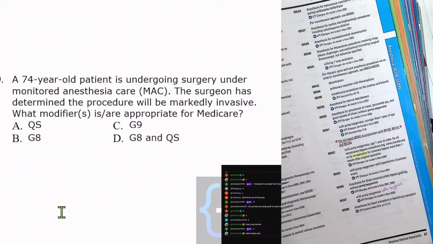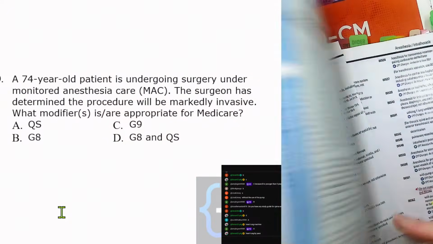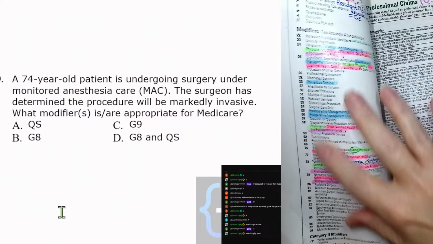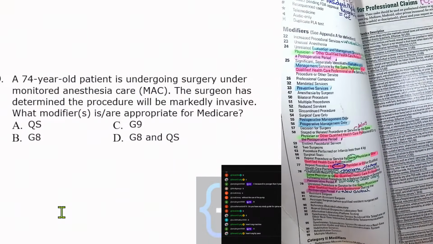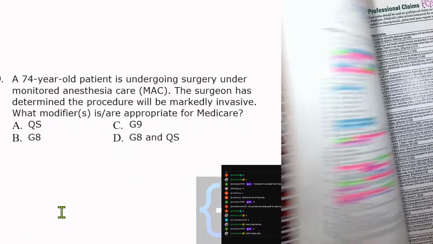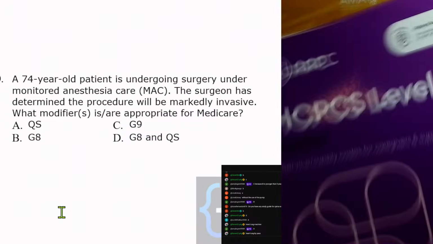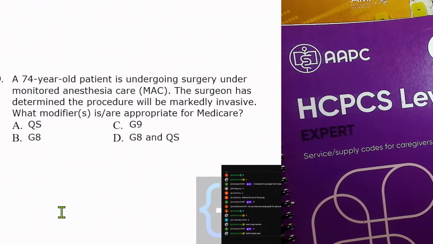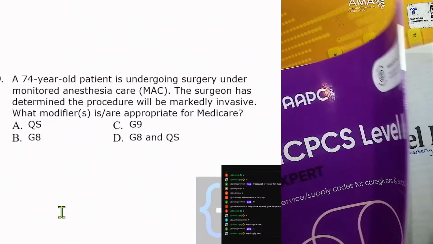Modifiers. These modifiers are not in your CPT book. Many people get confused on exam day and they go, where are these numbers? I don't know where they're at. And they're so used to looking at Appendix A or the front cover of their CPT book for modifiers, and these are not here. QS, G8, G9, G8, and QS are not in there. All modifiers, no matter where they are located, are all in your HCPCS book.